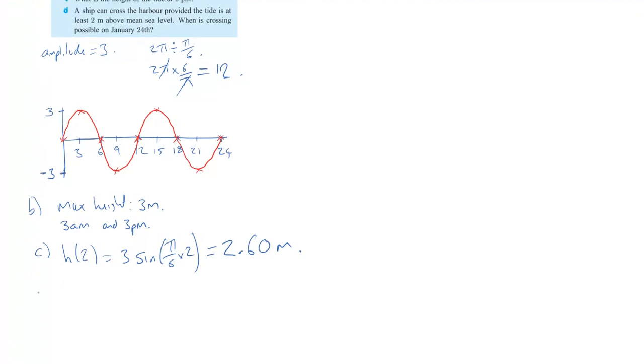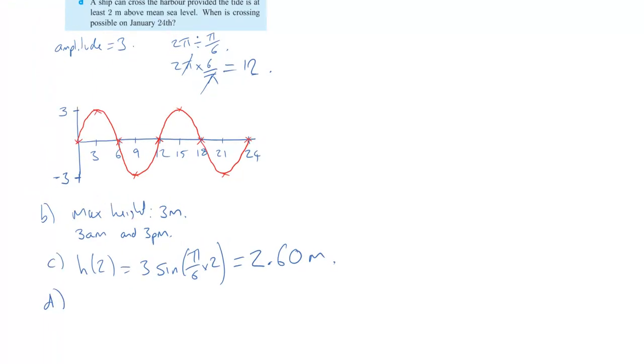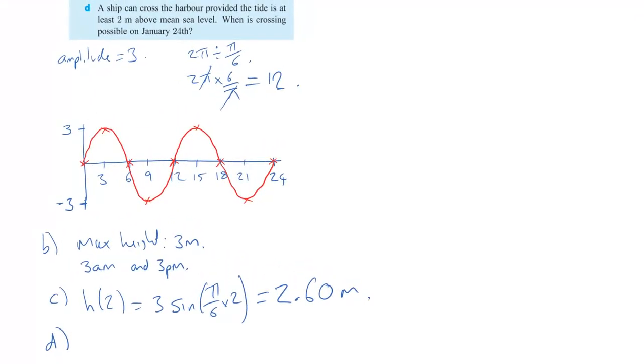Okay, D. A ship can cross the harbour provided the tide is at least 2 meters above sea level. When is crossing possible on January the 24th? Okay, for this question, we're going to need to consider another graph, right? So we're thinking about 2 meters above sea level.